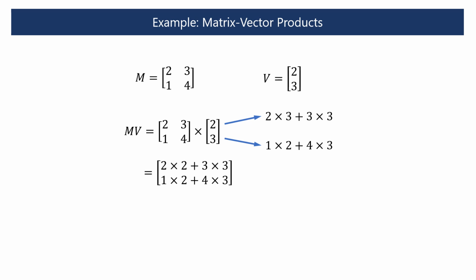So, for the first row of the matrix, we have 2 times 2 plus 3 times 3 equals 4 plus 9 equals 13. It becomes the first element of our resulting vector. For the second row of the matrix, we have 1 times 2 plus 4 times 3 equals 2 plus 12 equals 14. This is the second element of our resulting vector. So, the product MV is (13, 14).